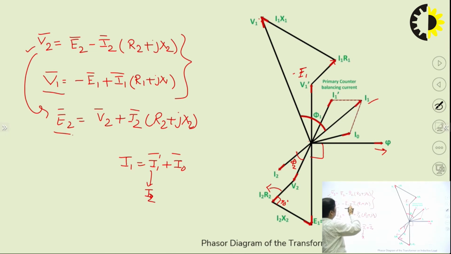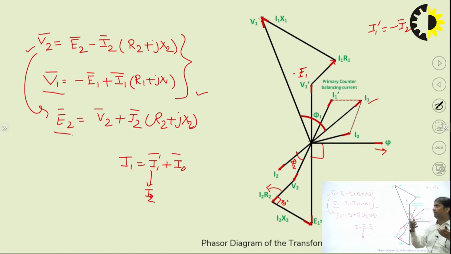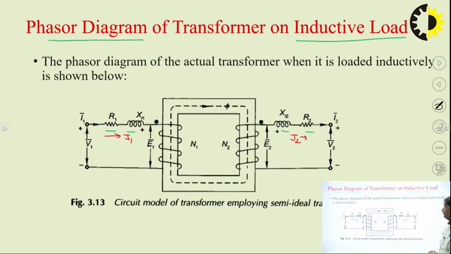So you can see that we can draw the phasor diagram of the inductive load in this manner. You just write the equations of the primary side and secondary side, and draw the phasor diagram like this. In this figure, you can see all the terms. I1 dash is in opposition to I2. It is slightly less, but it should be in phase opposition to I2. So I1 dash is equal to minus I2, because the flux is opposed by this current. So this is the phasor diagram of the inductive load. Here the load was inductive.